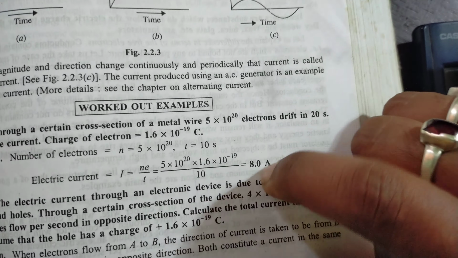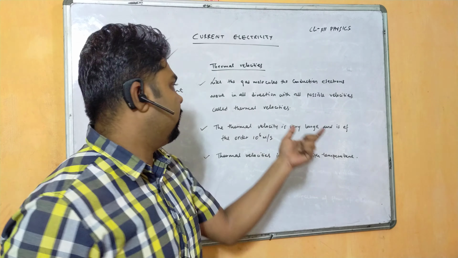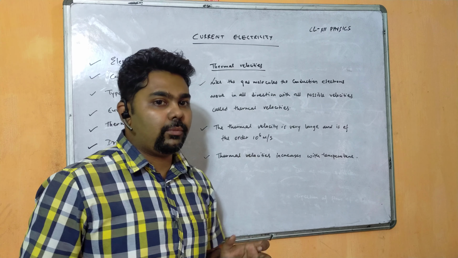Thermal velocities: when there are gas molecules and an electric field is passing through them, the ions try to move randomly in all directions. They move with one velocity, and that velocity is considered to be the thermal velocity. Like the gas molecules, the conduction electrons move in all directions with all possible velocities, and the velocity of those electrons is considered to be the thermal velocity.